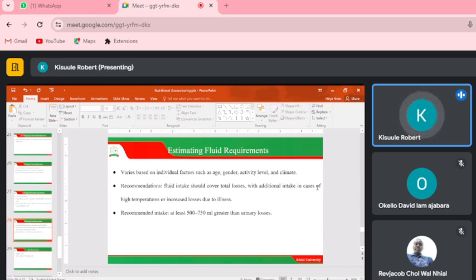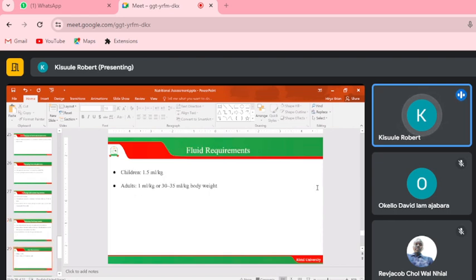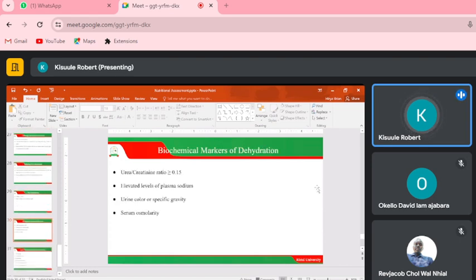The recommended intake is around 500 to 750 mils greater than the urinary losses, if we have taken into account the urinary losses. Really, these are just recommendations that if someone walks into your consultation room and asks, these are things you would open up or look at on the charts and tell them. For children, 1.5 mils per kilogram of body weight, and for adults 1 mil per kilogram of body weight, or 30 to 35 mils per kilogram of body weight.